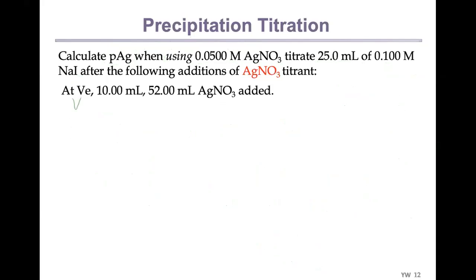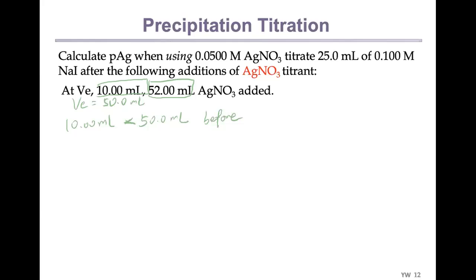Now, we know VE is 50 milliliter. Now, the other two conditions: the 10 milliliter is smaller than 50 milliliter, right? So this is before. And the 52 is larger than VE, meaning that it's after the equivalence point. Okay, let's deal with the 10 milliliter first.